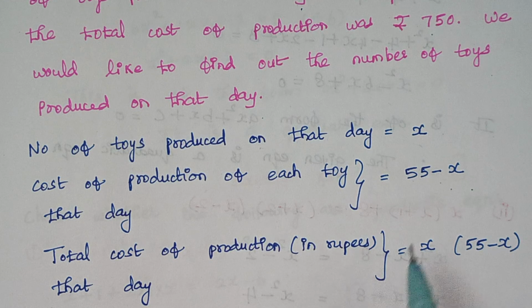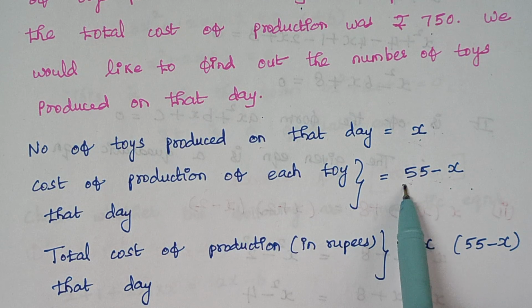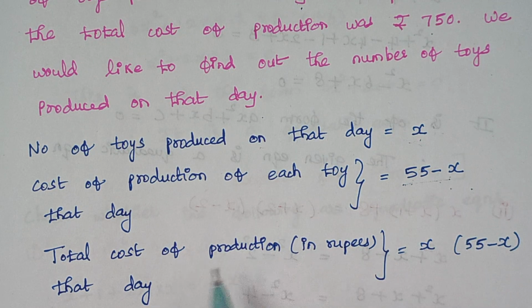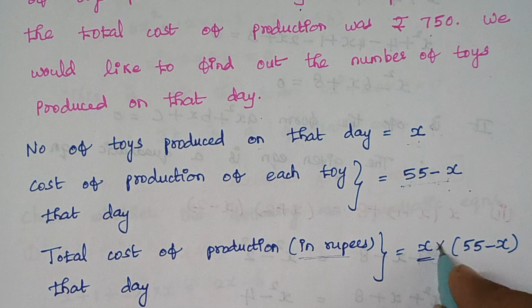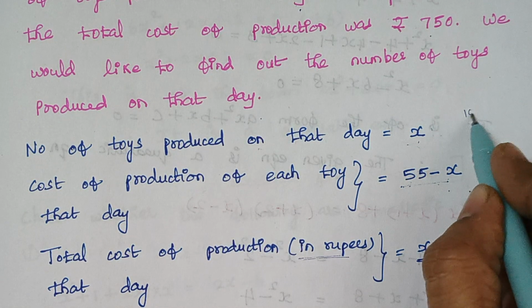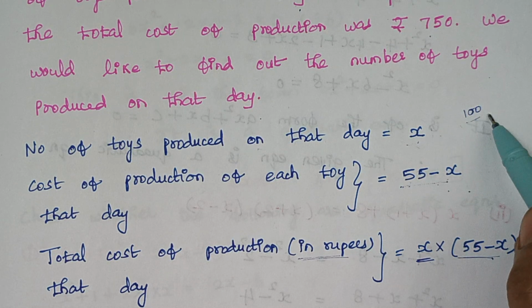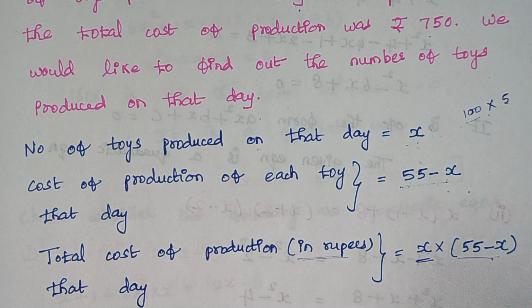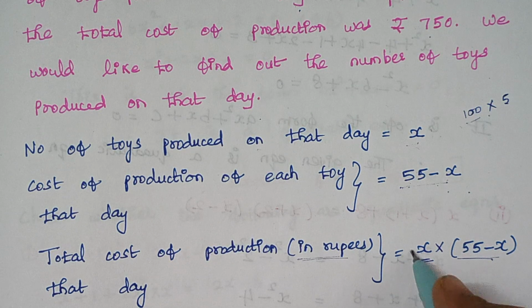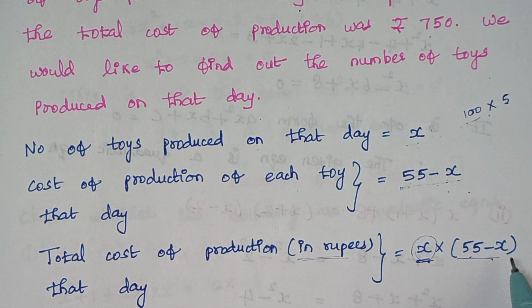The total cost of production is the number of toys produced multiplied by the rupees per toy, that is, the production cost of each toy. For example, just for an example, let the company produce some 100 toys, and for each toy the cost of production is some 5 rupees. The same thing here: the number of toys produced on a particular day is X, and the cost of production of each toy is 55 minus X.